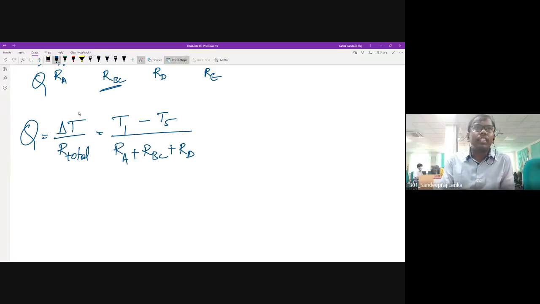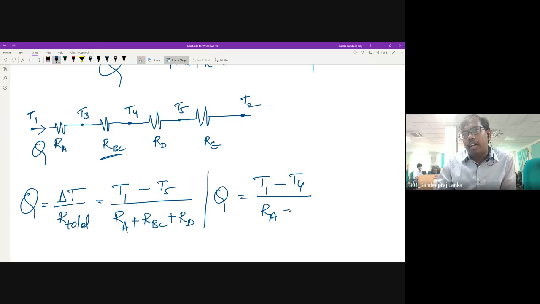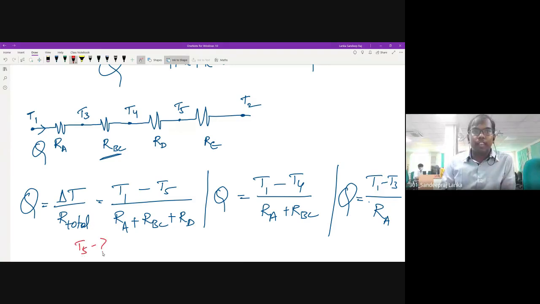Using the same concept of delta T by R total, one more Q I can write is T1 minus T4 by RA plus RBC. In this equation, only T4 is unknown, so you can find it. Move on to the next Q. Let me write it as T1 minus T3 by RA. Only one resistance prevails between these two, so only that resistance is in R total. So you're done. If you use this equation, you can find T5. If you use this, you can find T4. If you use this, you can find T3. Is it clear?